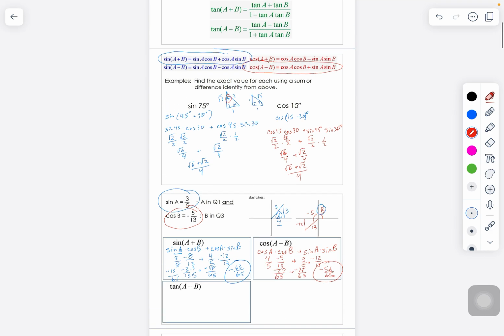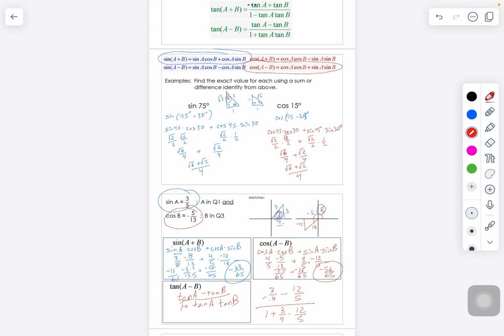Now tangent. Tangent's a little bit different. I'll do this off to the side. It's the tangent of A minus the tangent of B, all over 1 plus the tangent of A times the tangent of B. So the tangent of angle A is 3/4. The tangent of angle B is negative 12 over negative 5, so 12 over 5. And on the bottom, 1 plus the tangent of A, 3/4, times the tangent of B, 12/5.